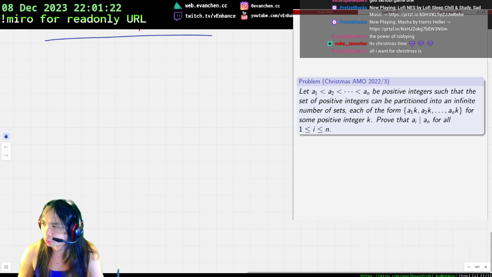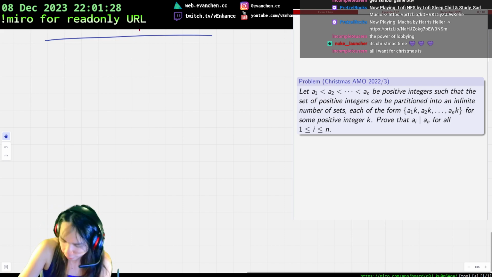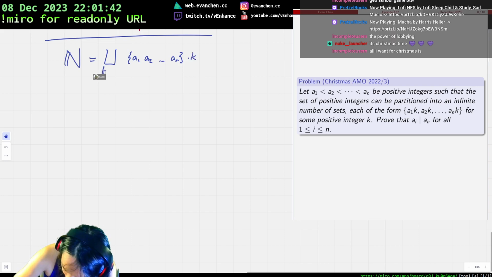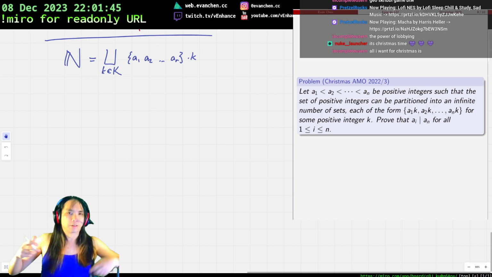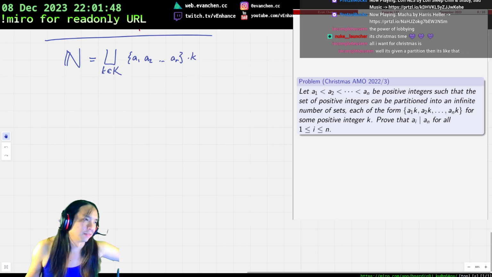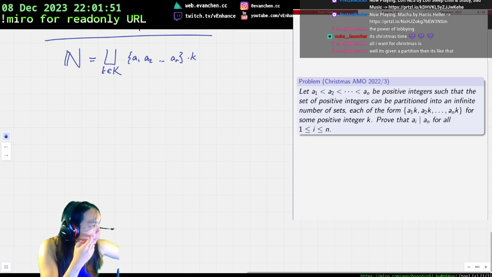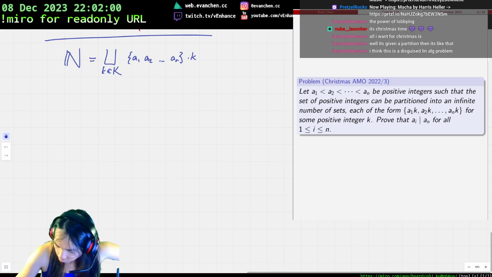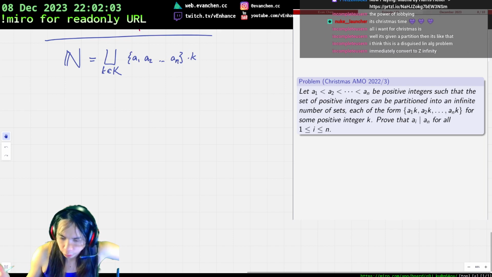So this is a problem where you want to partition the set of positive integers into a disjoint union of, for some k, sets which are a scalar times some k_i. I'll use capital K for the indexing set. This is only possible for some sets. The problem is to show that for any set for which this partition is possible, the largest element is a multiple of all the other ones.